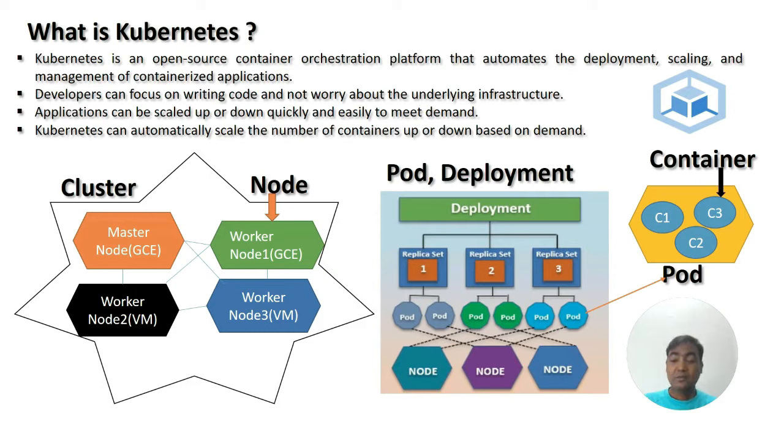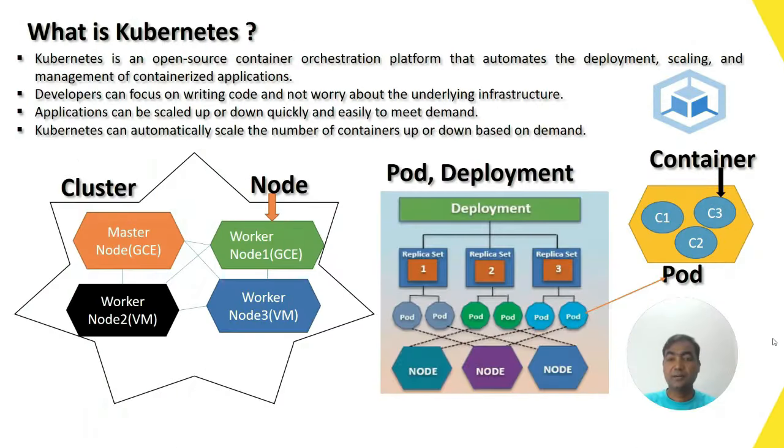Guys, Kubernetes can automate many of the tasks that would otherwise need to be done manually, reducing the need for human intervention. Kubernetes can automatically restart failed containers and reschedule them to healthy nodes. Kubernetes can automatically scale the number of containers up or down based on demand. Kubernetes can automatically distribute traffic across multiple containers.